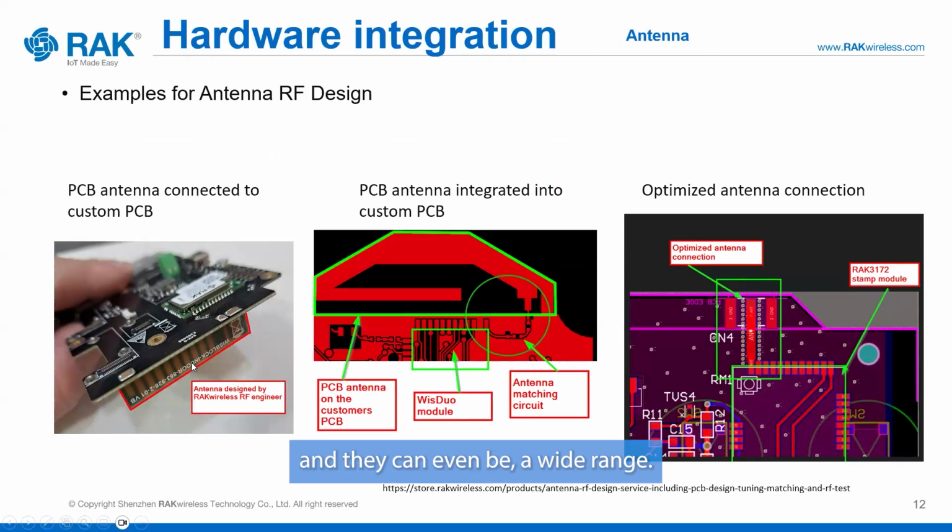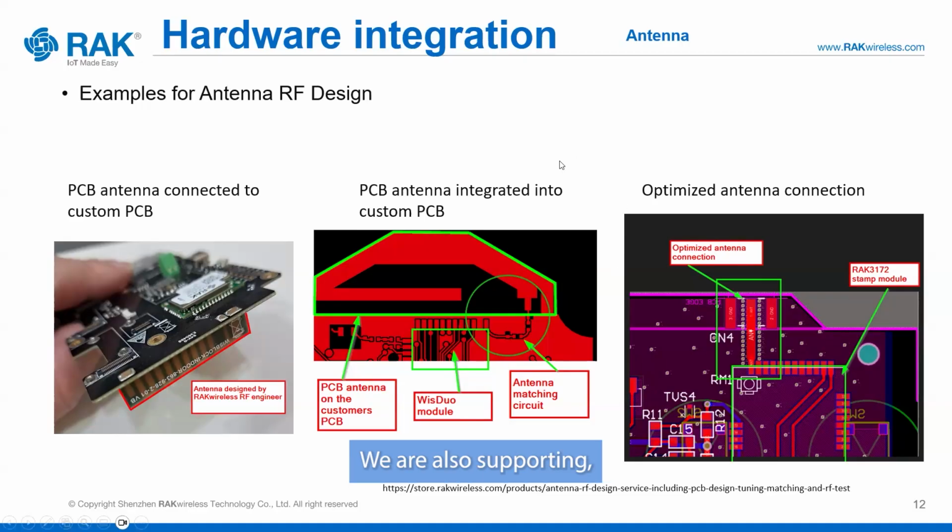So we can design PCB antennas for you that are connected to the main PCB, and they can be customized, and they can even be wide range. For example, this antenna is working from 863 to 928 megahertz, which means you can use it for most LoRaWAN regions: EU868, US915, AU915, AS923. All of them will work with this antenna with good performance.